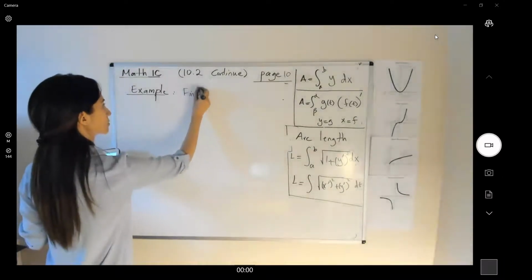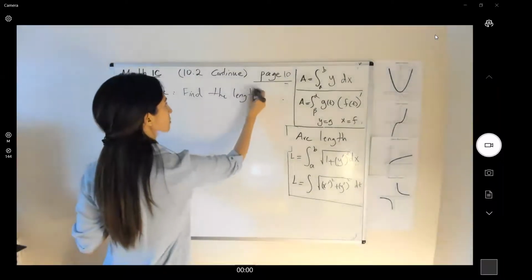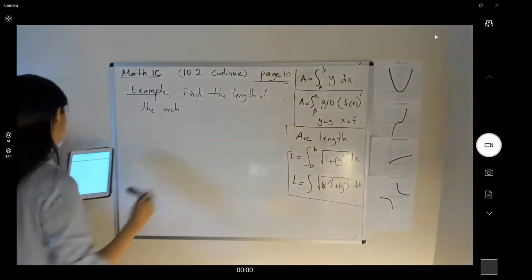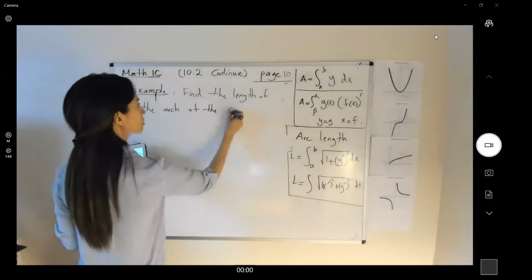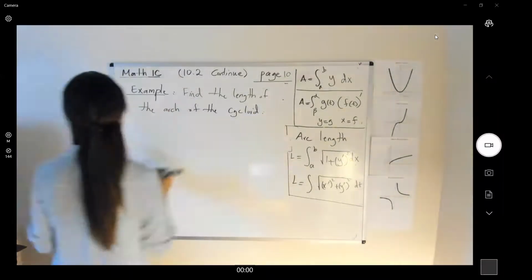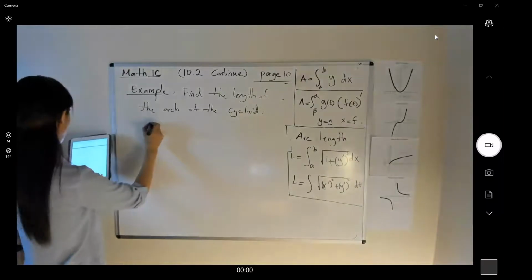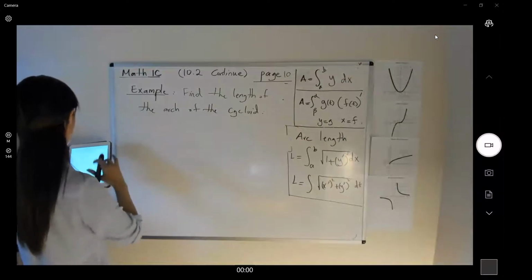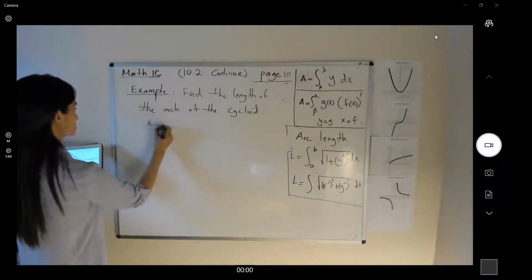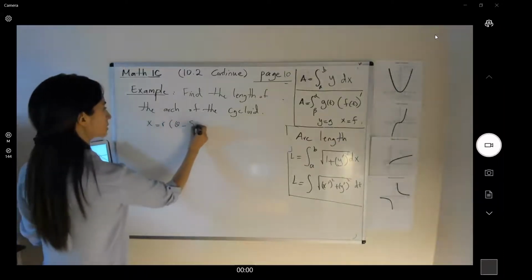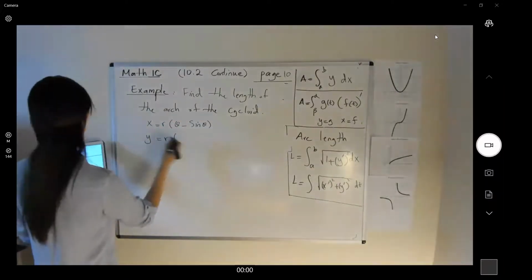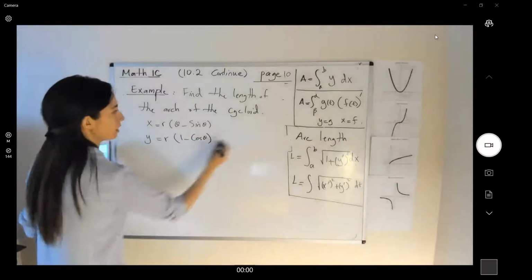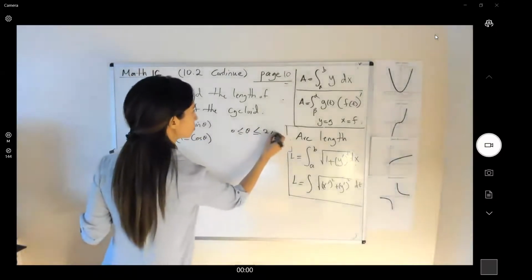Find the length of the arc of the cycloid. So the arc of the cycloid, let's write this down. Here you have x equals r times theta minus sine theta, and your y is equal to r times 1 minus cosine theta, and theta ranges between 0 to 2 pi.